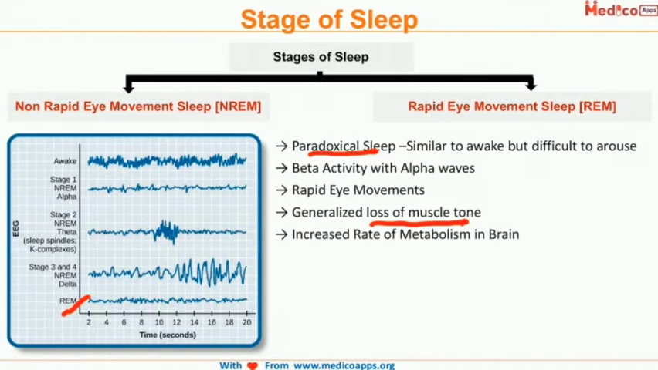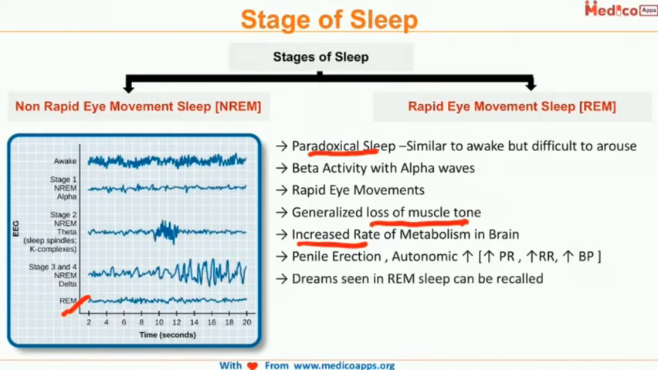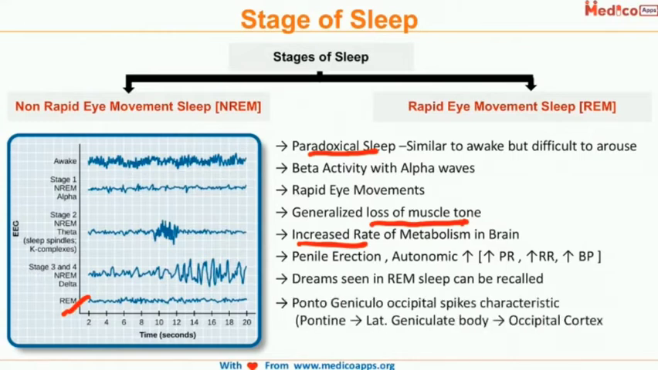Rate of metabolism in the brain is very increased in rapid eye movement sleep. Also, there are penile erections and autonomic hyperactivity like increased pulse rate, increased respiratory rate or blood pressure. Dreams seen in REM sleep can be recalled, another very important point. They have characteristic ponto-geniculo-occipital spikes, which means from the pons to the lateral geniculate body to the occipital centers we have these spike waves. So, these are very important features of rapid eye movement sleep.